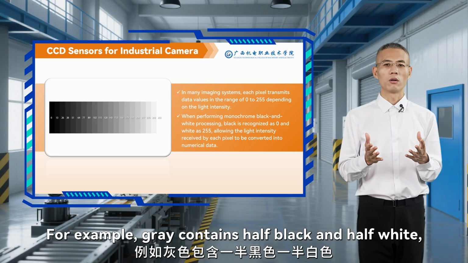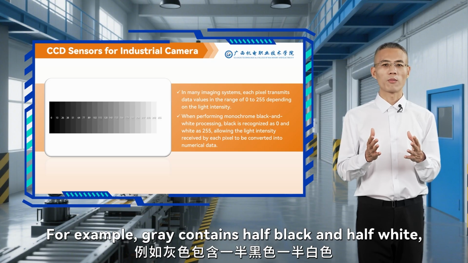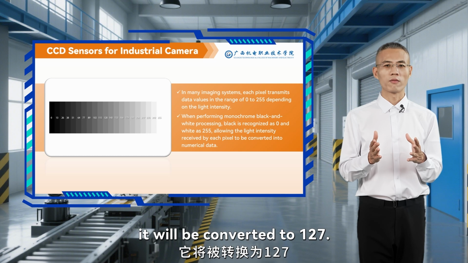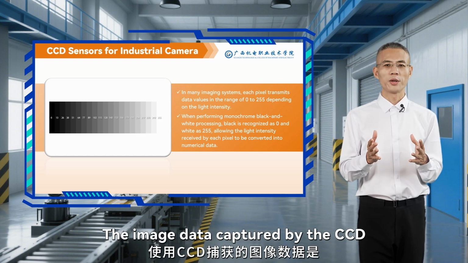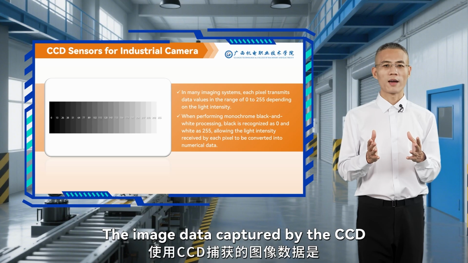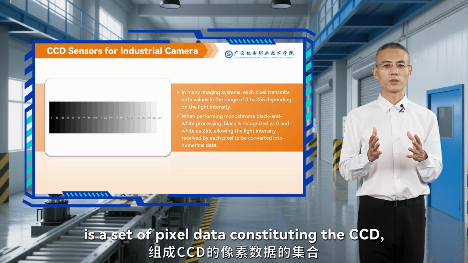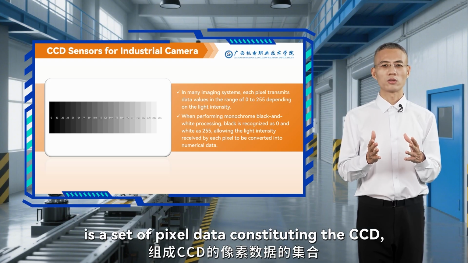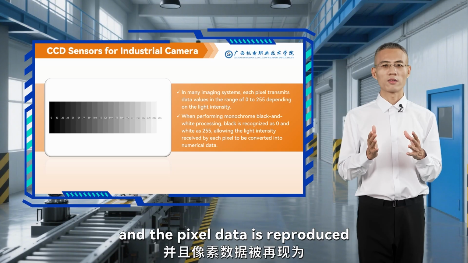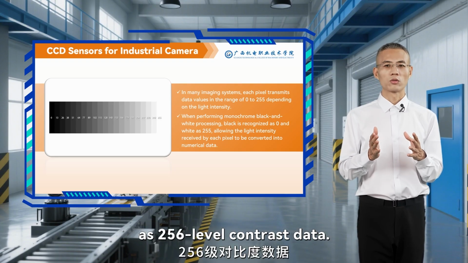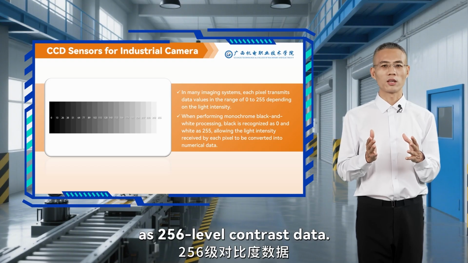For example, gray contains half black and half white, and it will be converted to 127. The image data captured by the CCD is a set of picture data constituting the CCD, and the picture data is reproduced as 256 level contrast data.